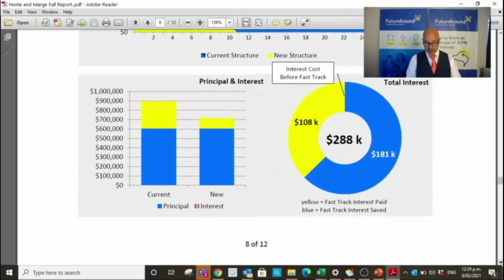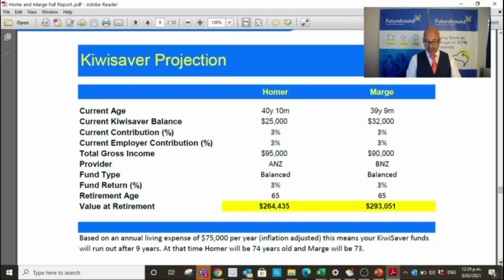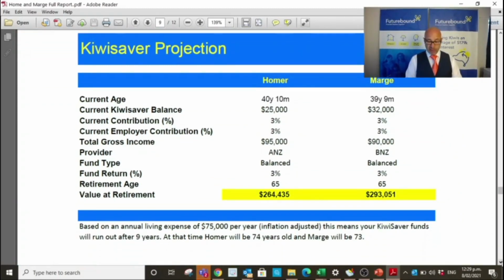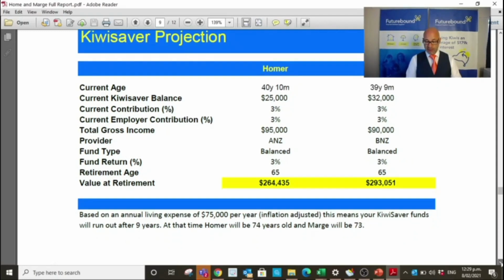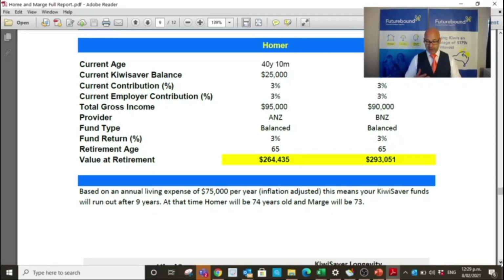and we'll go on to the next page, which is a KiwiSaver projection. Okay, now there's lots of different ways to do KiwiSaver projections, and so this is just one method, and we've used a set of criteria that we think is a reasonably good set, but different KiwiSaver calculators use different versions. So I'd actually take all calculators with a grain of salt. But this is just to give you an idea.